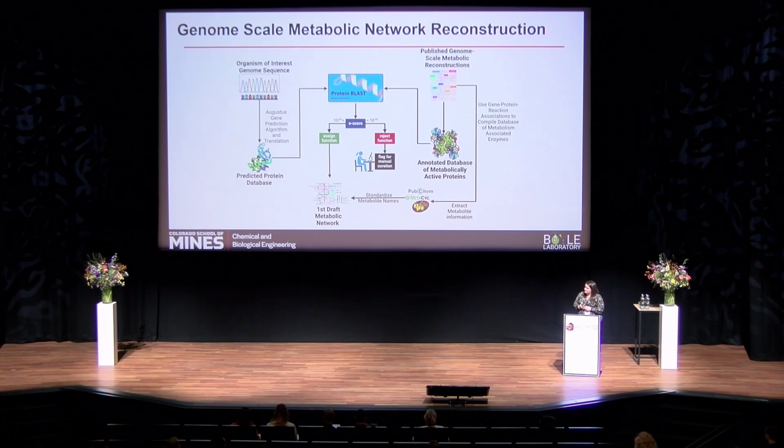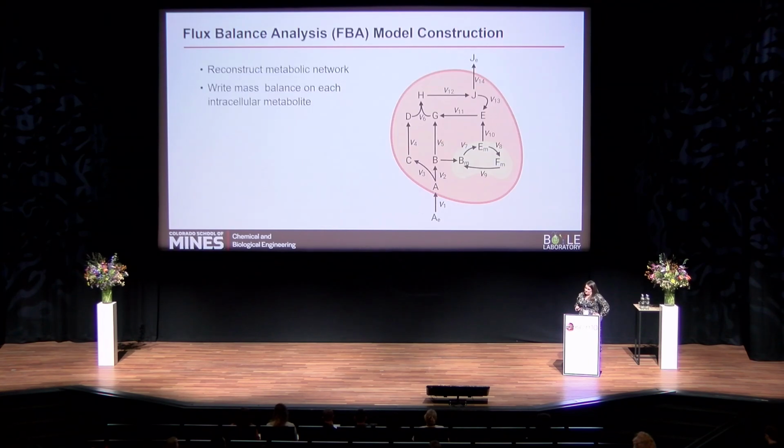We can do a blast search to see if the proteins are similar, and then it creates an automatic first draft metabolic network. This takes about 20 minutes. When I was a graduate student doing this, it took me all 5 years. So this is a great advance, but it still requires a lot of manual curation, and we'll talk about that in a little bit. So again, once we have the metabolic network reconstruction, the next thing we have to do is to write a mass balance.